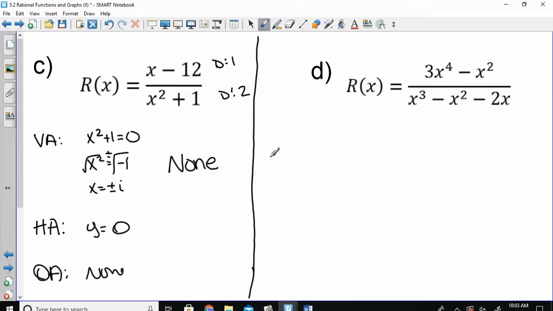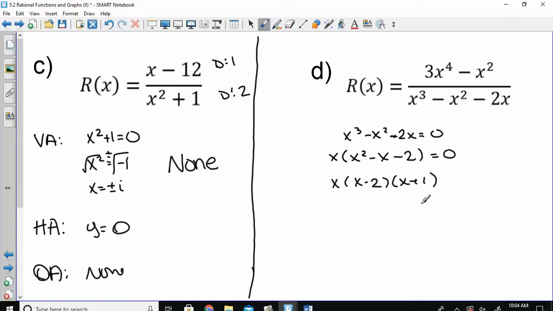All right, D. What can I do? Set the denominator equal to 0. What can we take out? x out. Okay. Let's go ahead and factor that. So that factors into x minus 2, x plus 1.